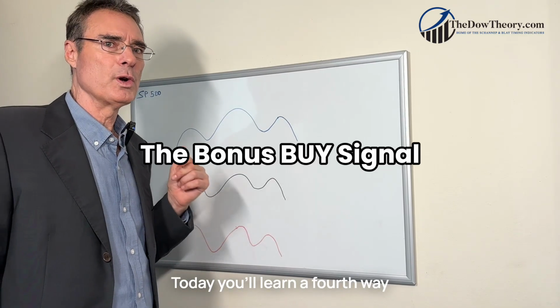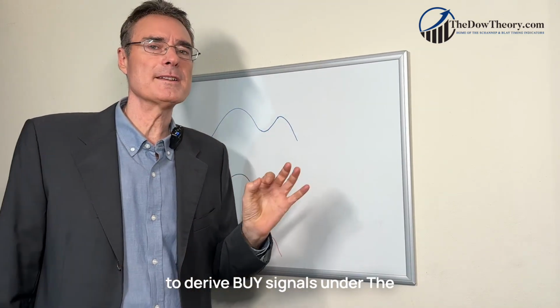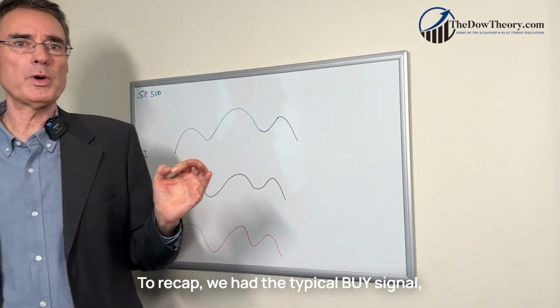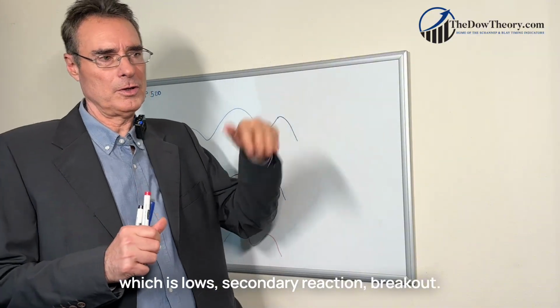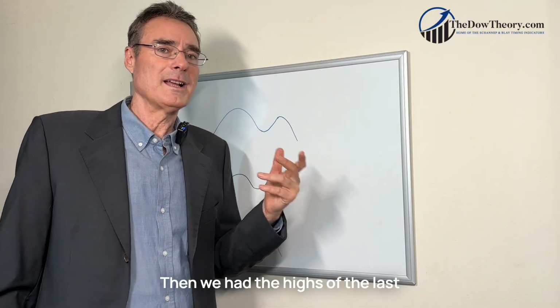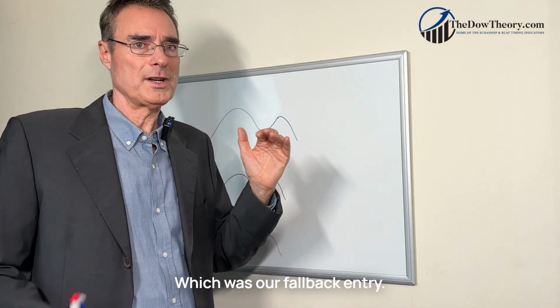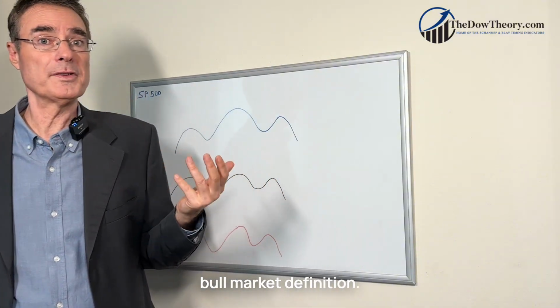Today, you will learn a fourth way to derive buy signals under the Dow theory for the 21st century. To recap, we had the typical buy signal, which is lows, secondary reaction, breakout. Then we had the highs of the last completed secondary reaction, which was our fallback entry. Then we had the so-called bull market definition.